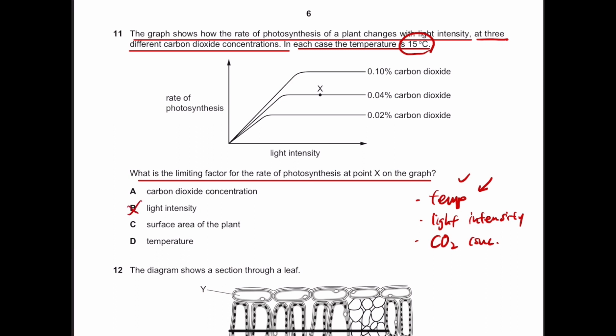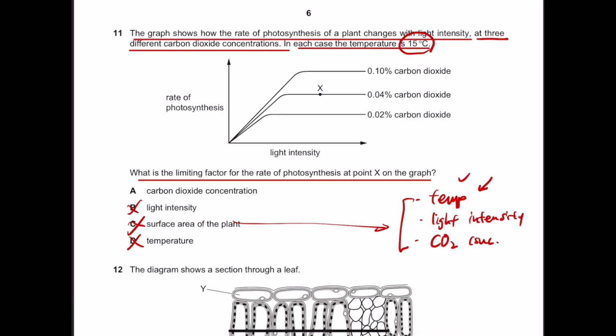So light intensity is not the limiting factor, temperature is not, surface area, you can't find it in the 3 factors, right? You can't find the surface area of the plant in 3 limiting factors. So C is not the right answer. That leaves us with A. Okay? A is the right answer.